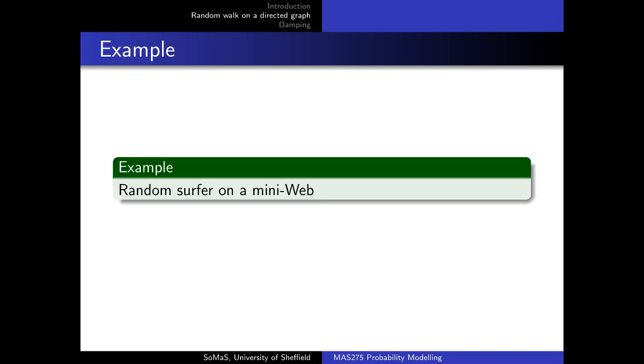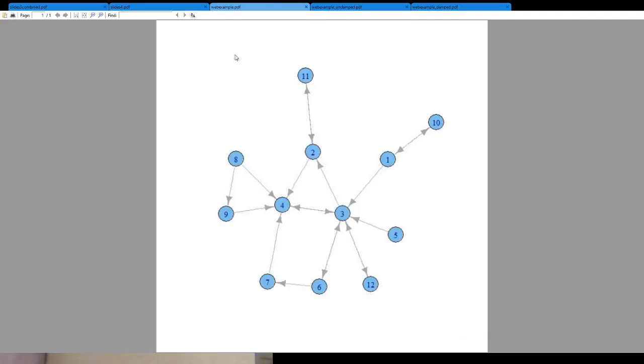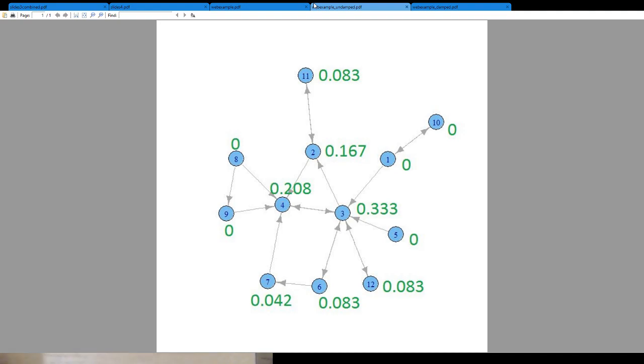Let's go back to our example here. So this graph, you can write the equations for a stationary distribution. It's going to be a bit long because there are 12 equations. So it's a good exercise if you really want to do this. You don't have to. And when you solve it, you end up with something like that.